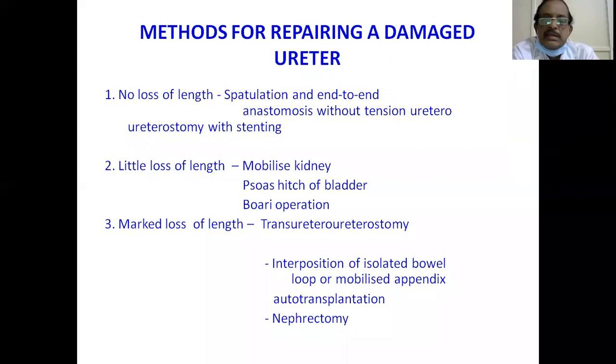And then the other thing is autotransplantation. You bring down the entire kidney to the iliac fossa if there is severe loss of ureter, and then autotransplant. If nothing can be done, and the kidney is damaged and not functioning, then you have to do a nephrectomy.